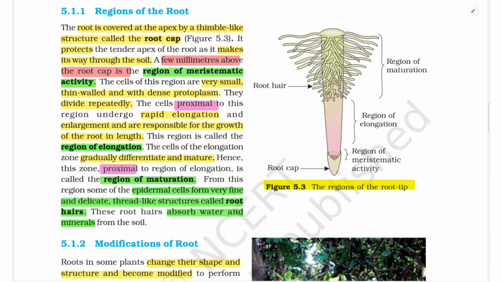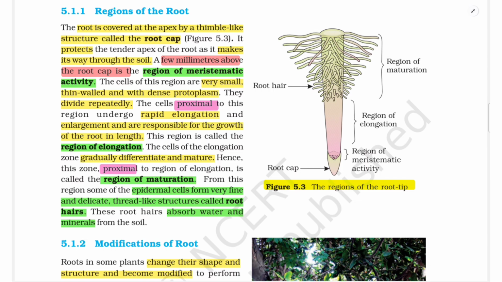The root is covered at the apex by a thimble-like structure called the root cap, Figure 5.3. It protects the tender apex of the root as it makes its way through the soil. A few millimeters above the root cap is the region of meristematic activity. The cells of this region are very small, thin-walled, and with dense protoplasm.